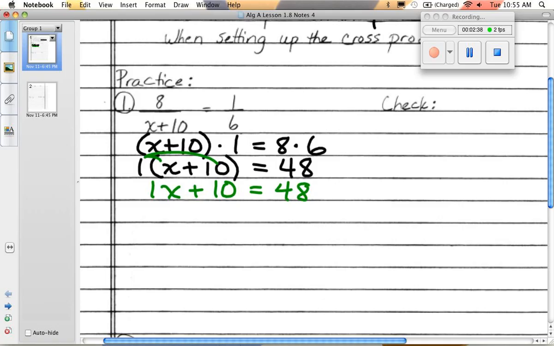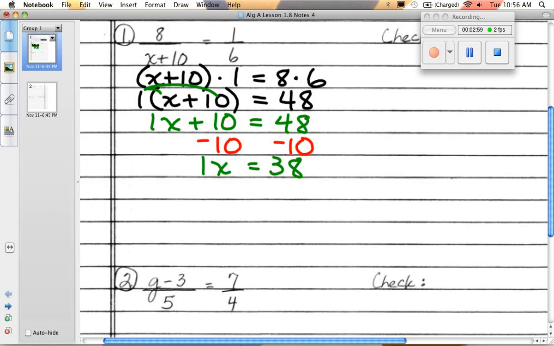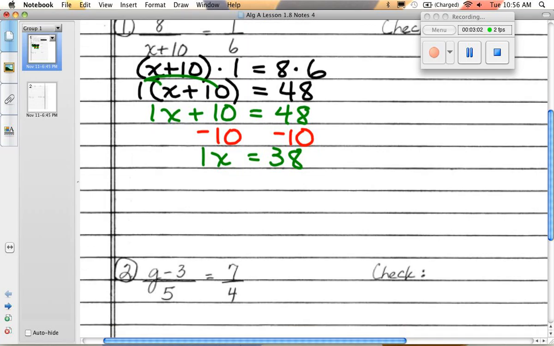And what would be our next step? Subtract 10 on both sides. Subtract 10 from both sides. What do we have now? Wait a minute, what do we have after we subtract? 1x equals 38. Okay. Now what will be our next step? Divide by 1. Okay, so both sides divided by 1. And what is our solution? 38. X equals 38.